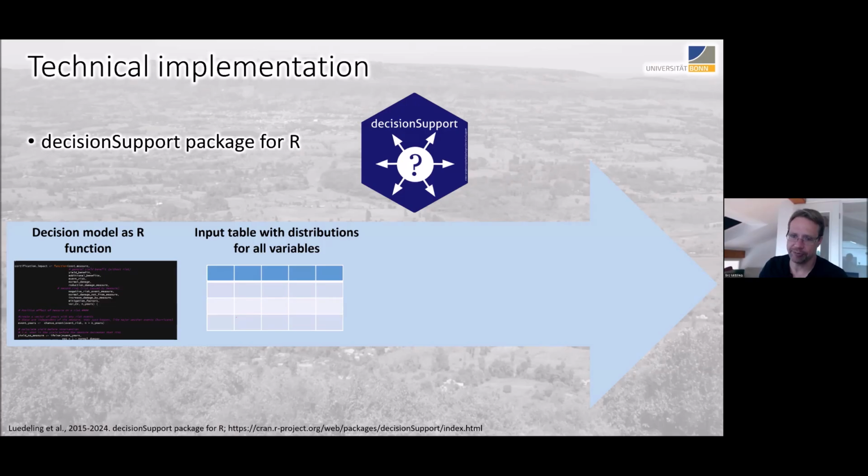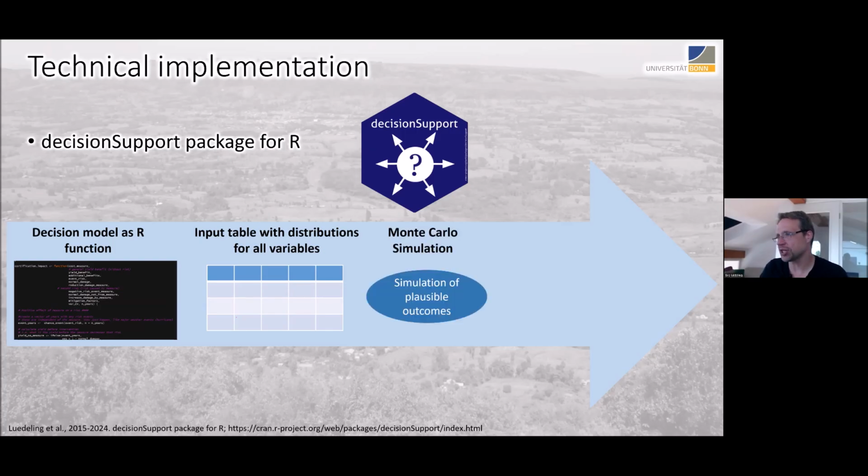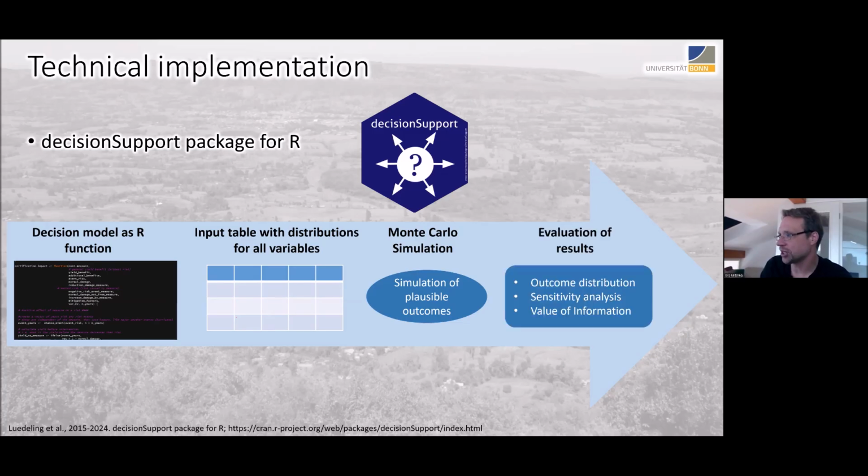And it's provided with an input table with distributions for all the variables in the model. And then based on this, we can run Monte Carlo simulations. This is all done with functions in this package to give us plausible outcomes for the decision. These results can then be evaluated.